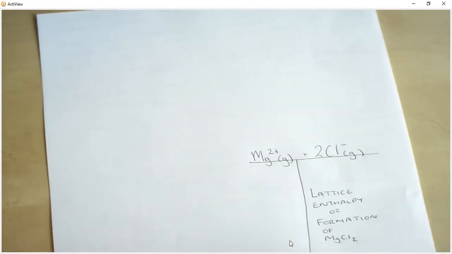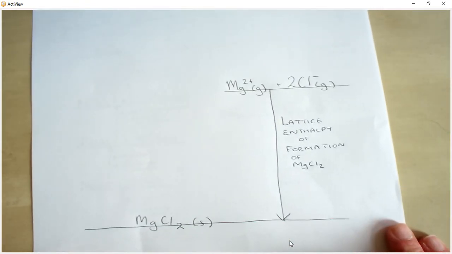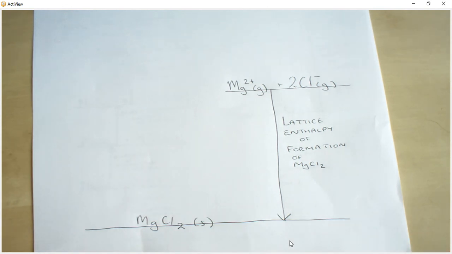What I want you to do now is practice your own Born-Haber cycle. So I want you to have a go at drawing the magnesium chloride Born-Haber cycle. So that starts you off. When you've finished it, I want you to check in the textbook. It's got the final one, so check that you've got everything correct in the textbook.